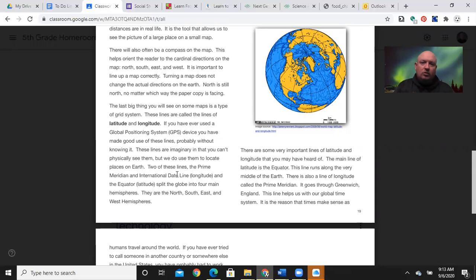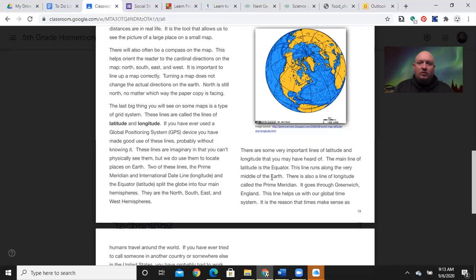Two of these lines, the prime meridian and the international date line for longitude, and the equator, split the globe into 4 main hemispheres. Remember that term, hemispheres. That means half, sphere means of the ball. So like half the Earth is in a hemisphere. But we break it down into 4. We have the north and south, or we have east, west, depending on how you want to divide the Earth.